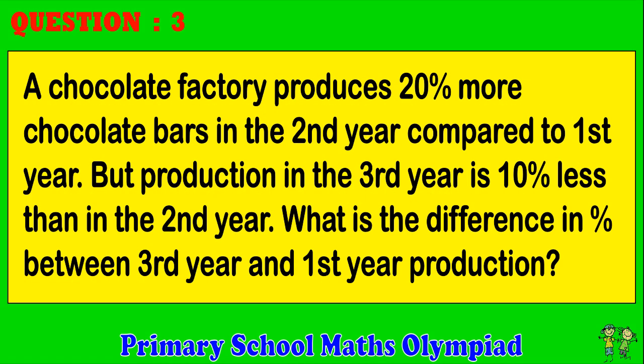Question 3. A chocolate factory produces 20% more chocolate bars in the second year compared to the first year. But production in the third year is 10% less than in the second year. What is the difference in percent between third year and first year production?